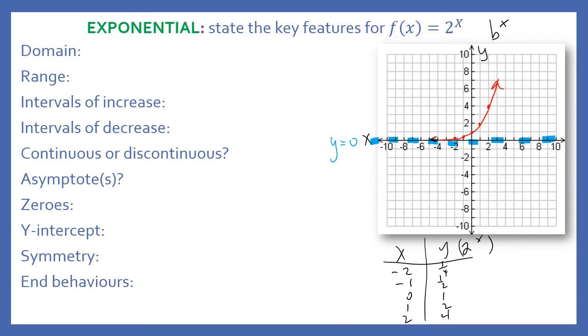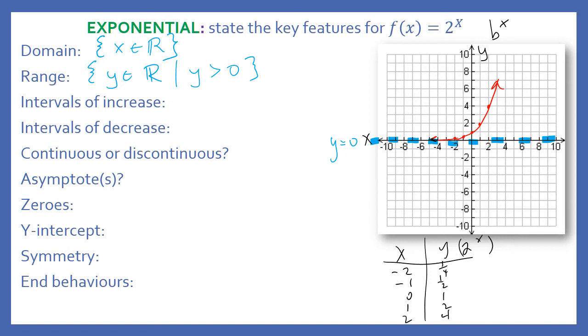All right, now ready for all of our key features. So domain. Domain can be anything. Well, that's a nice curly bracket. Second one left a little bit to be desired. Range. Range can be anything above 0. So y is any real number such that y is greater than, can't be equal to 0 because it doesn't touch it.